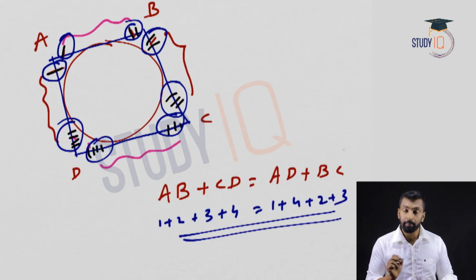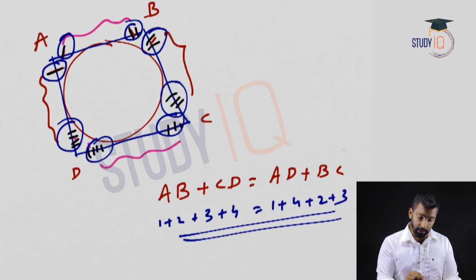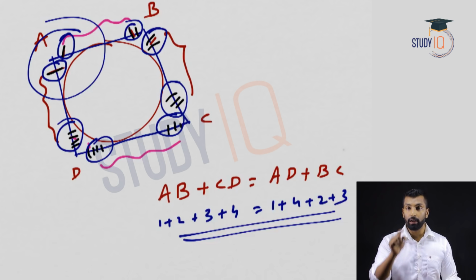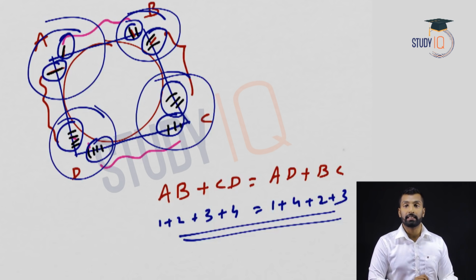So these are actually equal. Now why is it equal? That is because of the property that we have learned. Because these two sides are equal, two tangents from the external point. This is also two tangents from the external point. This is also two tangents from the external point, two tangents from the external point.